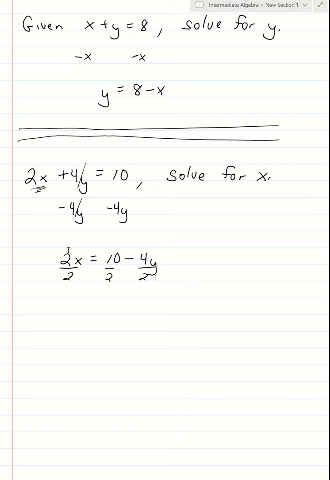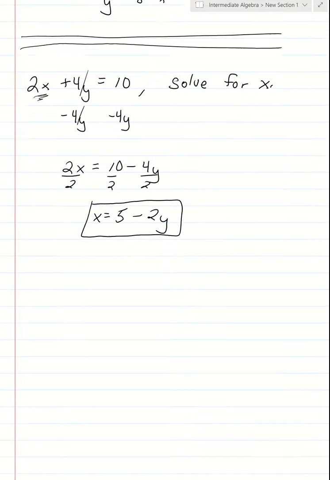Well, here now on the left, 2x divided by 2, that's x. Here on the right side, when I take the 10 and divide it by 2, we get 5. And if I take the negative 4y and divide it by 2, we get a negative 2y. And that would be your solution. Okay, you have gotten x all by itself, so you have solved that literal equation. And once again, you are left with some algebraic expression. Okay? Let's try another one.